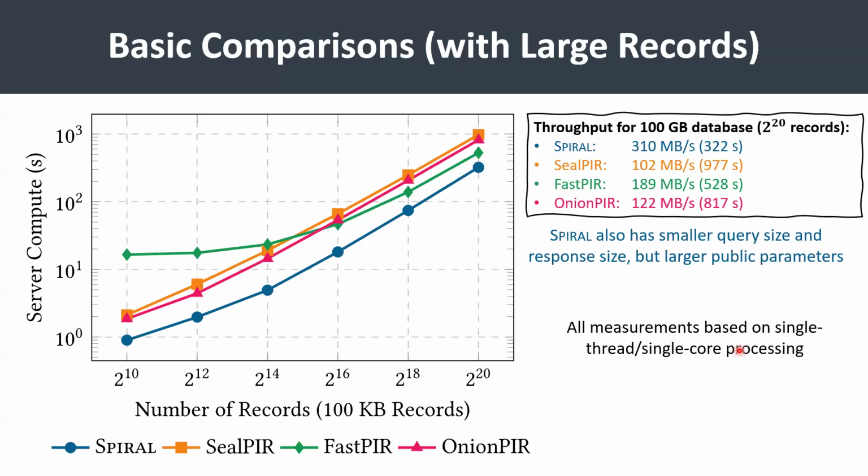Okay, and if you want to get a sense for the scaling, here we have the throughput for different database sizes. So as a function of the size of the database in terms of the number of records, and how long it takes for the server to respond to a particular query. You can see that the Spiral protocol, the one shown in blue here, we can get something like 300 megabytes per second on a single thread, single core processing. So again, if you have multiple cores, all of these things are very parallelizable. It's really just doing a linear scan over the database.